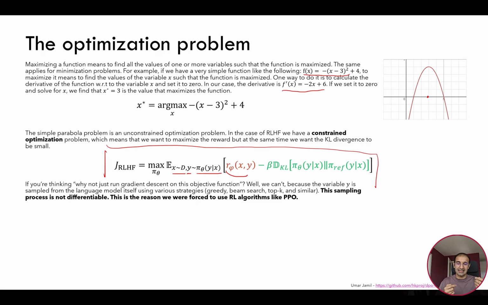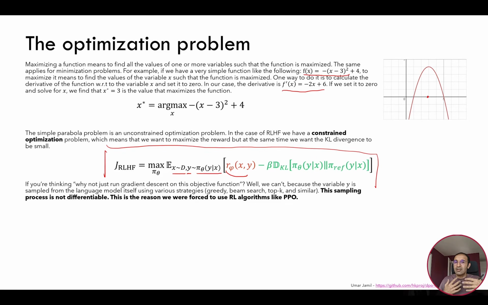We sample one token at a time from the language model. We take this token and put it back into the prompt, feed it again to the language model, etc. And we use many strategies for selecting the next token. Sometimes we use the greedy strategy, sometimes beam search, sometimes top-k, top-p, etc., etc.